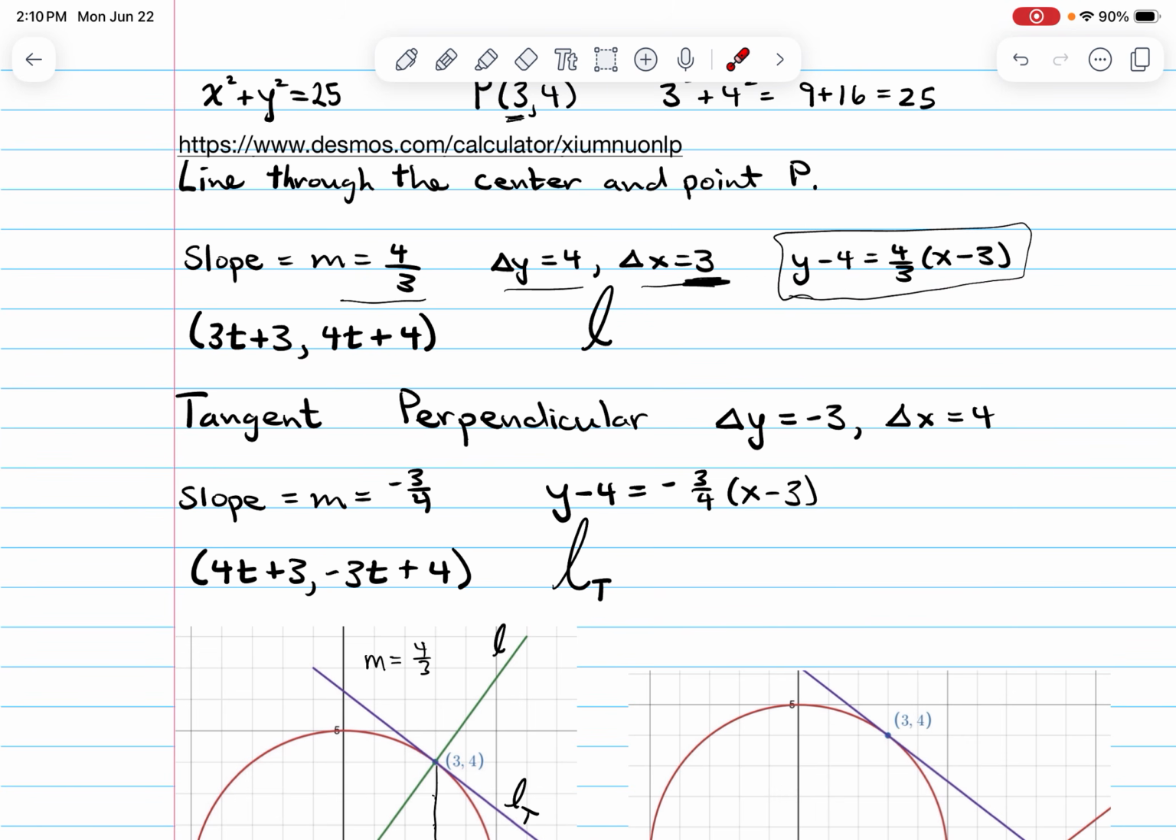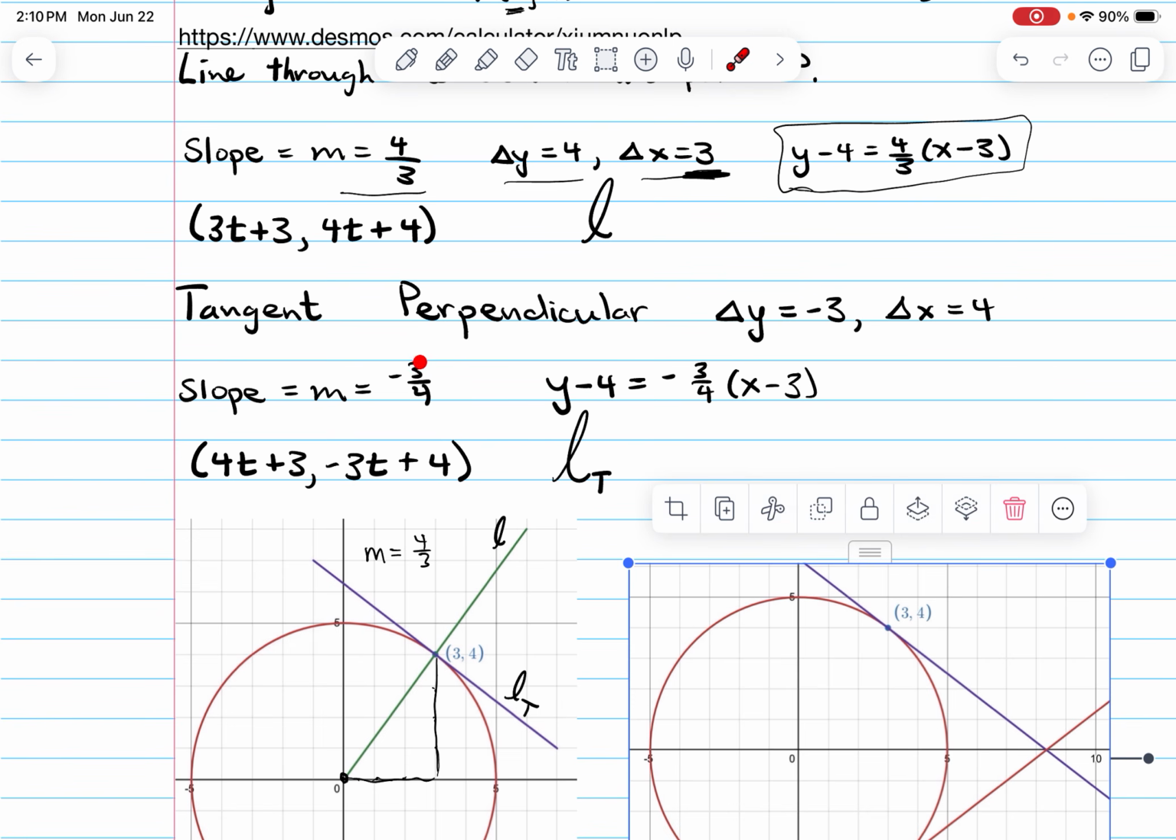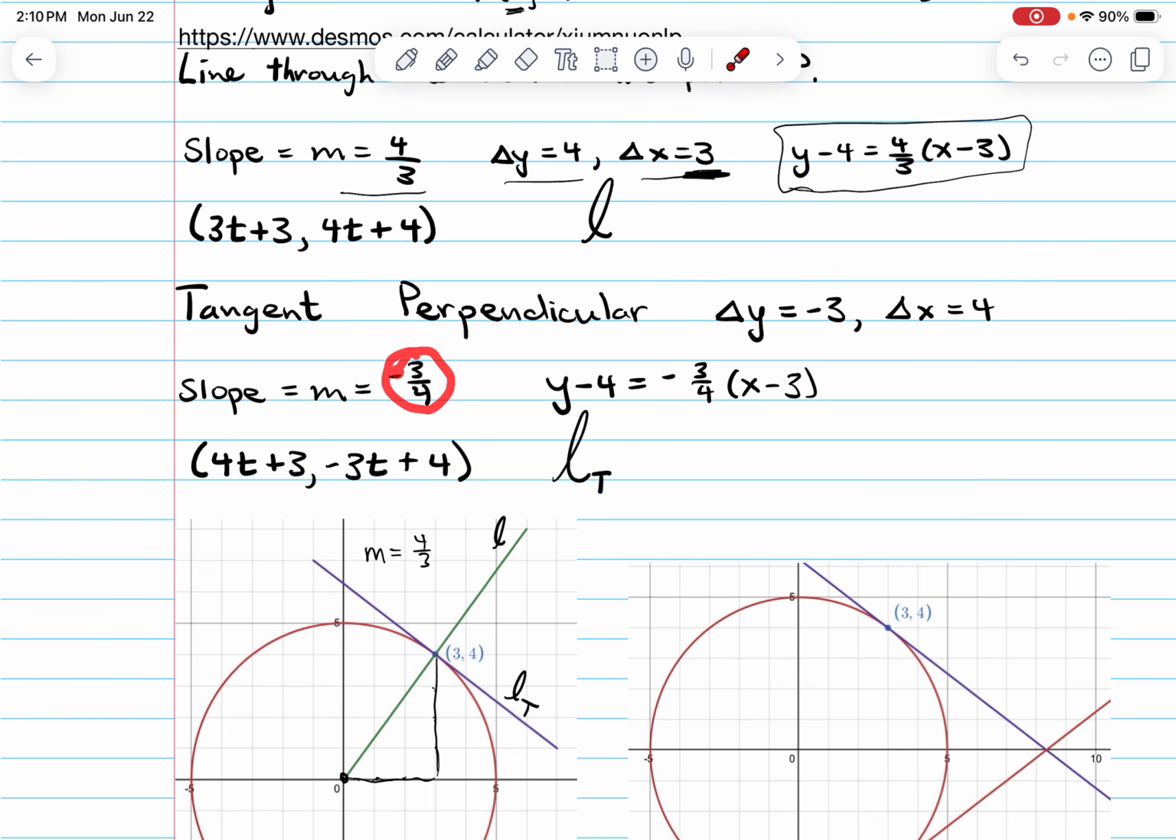Now let's think about perpendicular. Remember, the slope for the perpendicular is going to go like this. We flip the slope. Instead of 4/3, it's negative 3/4. Yeah, negative 3/4. So now we've got this. We've got negative 3, and we've got 4. See? Delta y is negative 3, and delta x is 4.